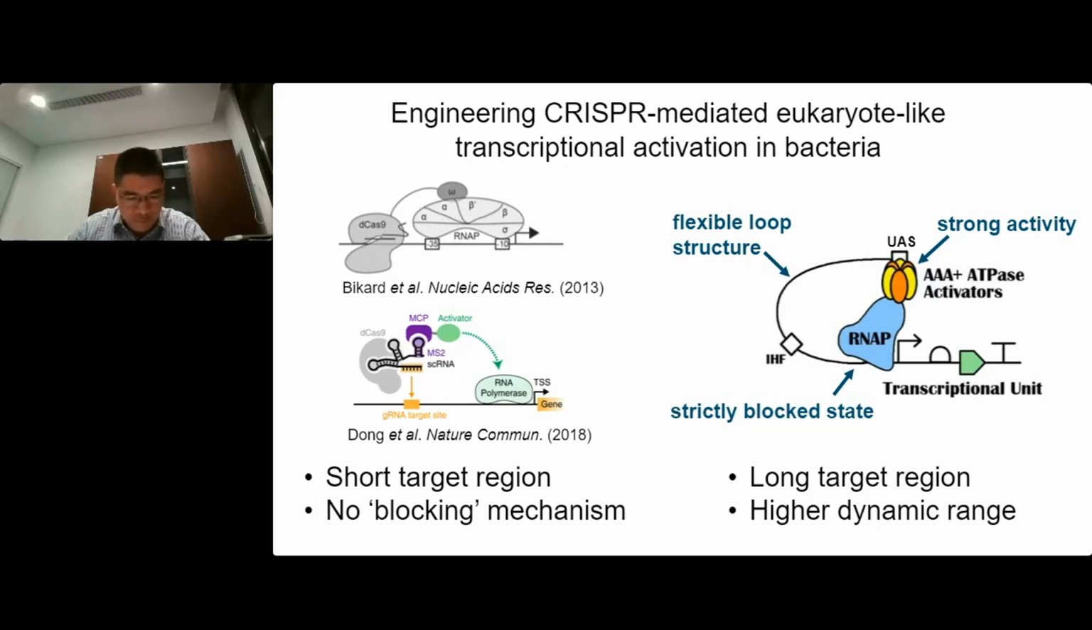While for sigma-54 systems in E. coli, the flexible loop structure allows the promoter to tolerate a wide target range at the upstream UAS region. The original block function of the sigma-54 factor, which needs to be unlocked by the ATP-dependent activator, could achieve low basal output at the off state, which also could improve its dynamic range.